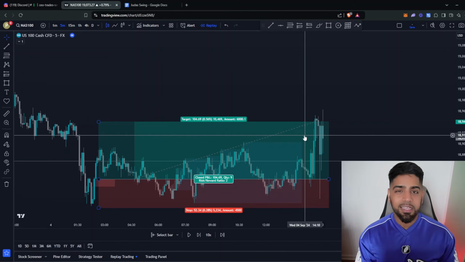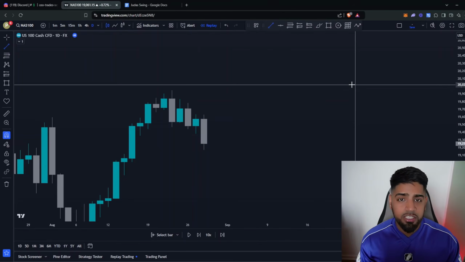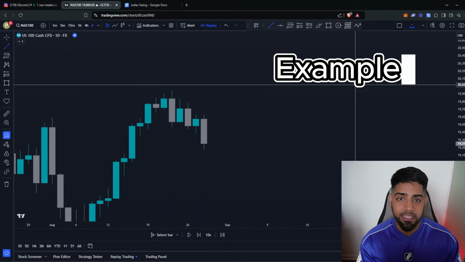Everyone I know goes through that. It's just part of the game. Let's go through this last scenario as if we're actually taking this trade together.